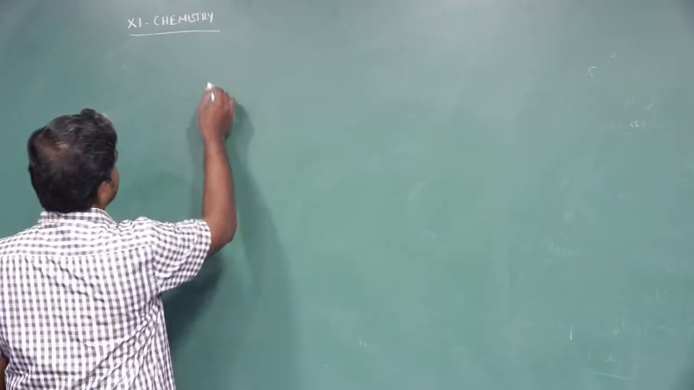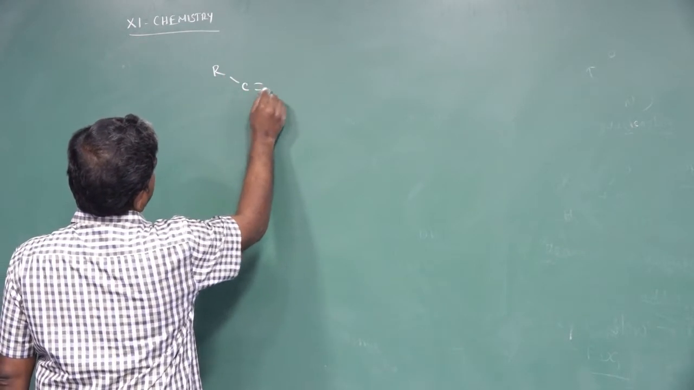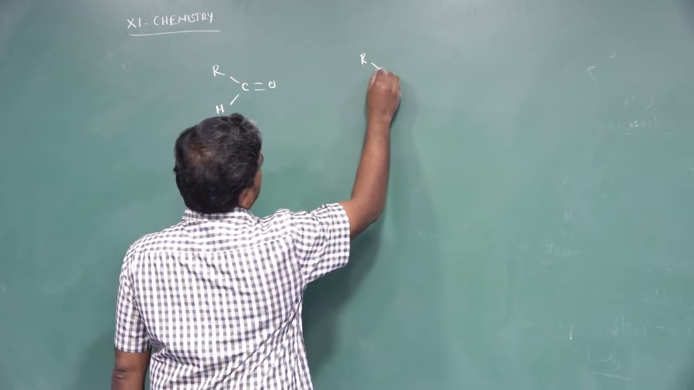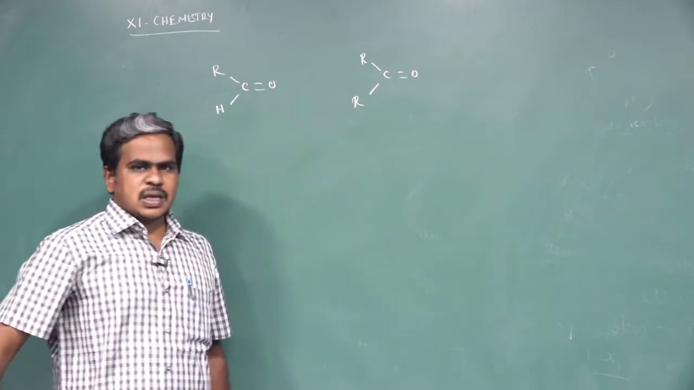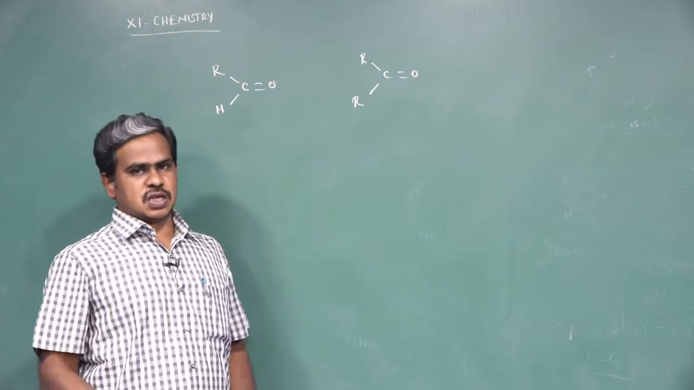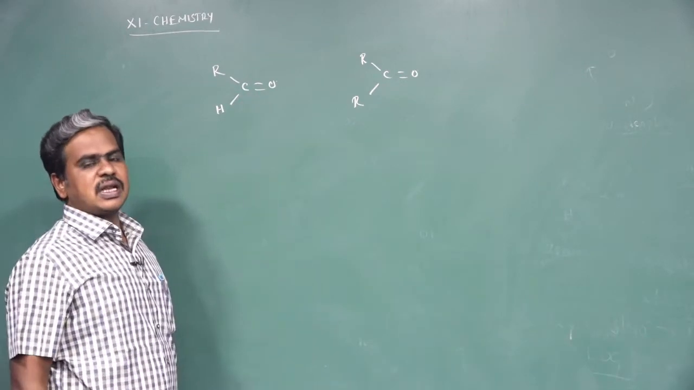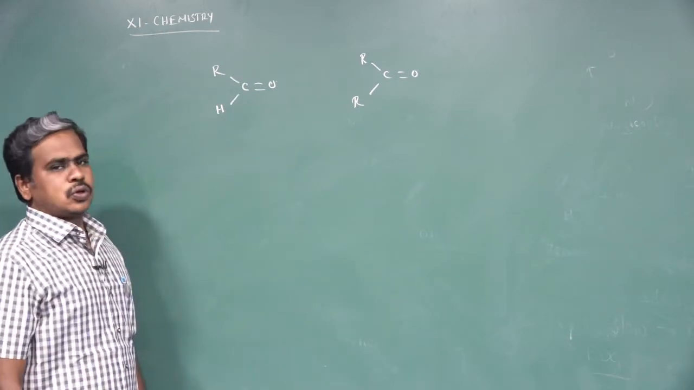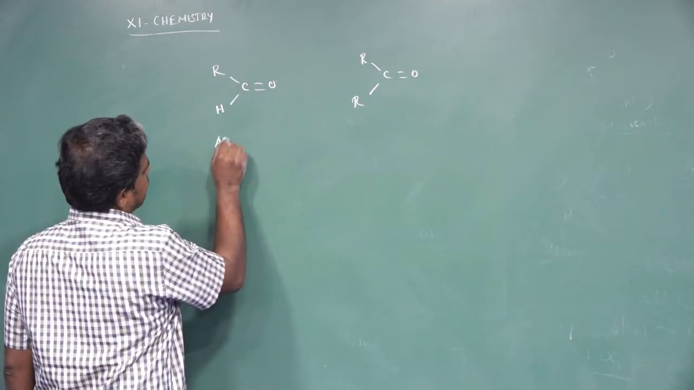Now consider aldehyde and ketone. Aldehyde is R, bond C double bond O, with H under that. Now ketone is R, bond C double bond O, with R under that. Now among these, which one is more reactive towards nucleophilic addition? The nucleophilic addition is nothing but the negative electromeric effect, and which one is faster towards nucleophilic addition?